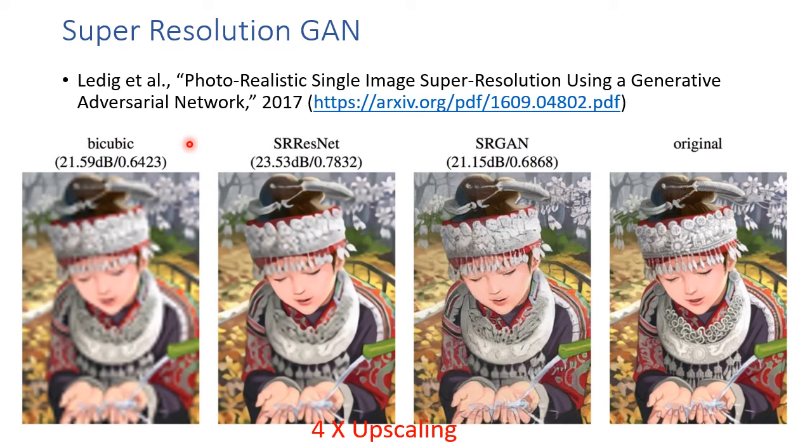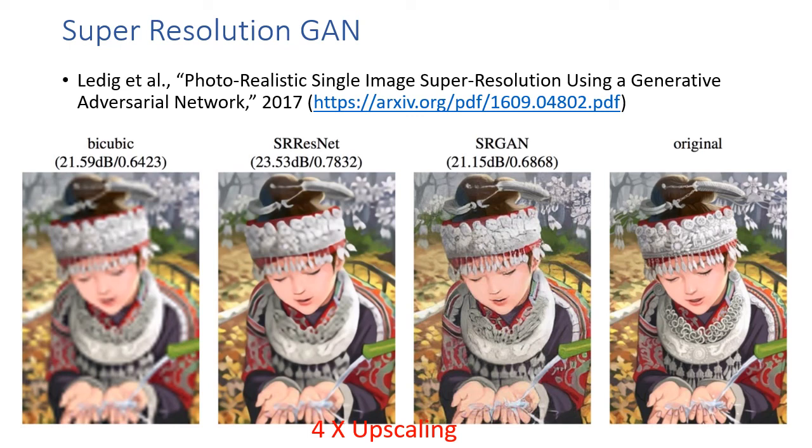Here are some examples. This picture is the original image, and we will downscale it and upscale it 4 times. If we use the bicubic algorithm to upscale images, we will get somewhat blurry images. If we use another deep learning model, it becomes better. If we use the GAN approach to train the model to learn how to upscale images, then we get the highest quality. We get the lowest PSNR value, which means less noise and higher quality.